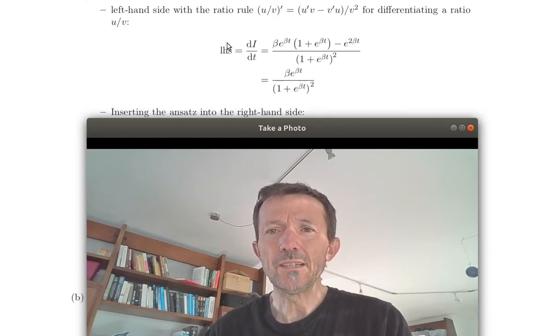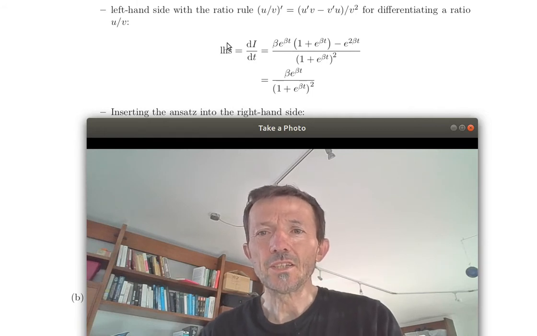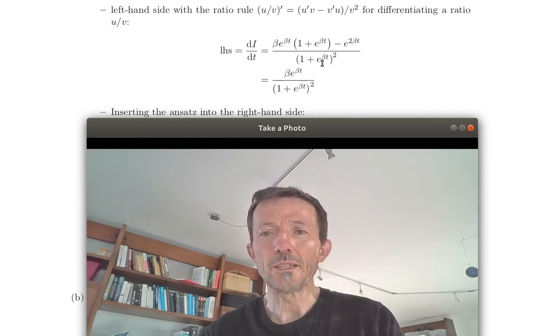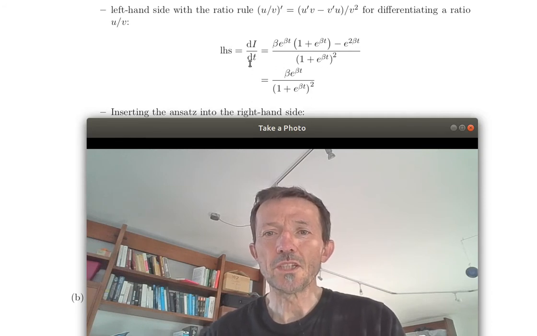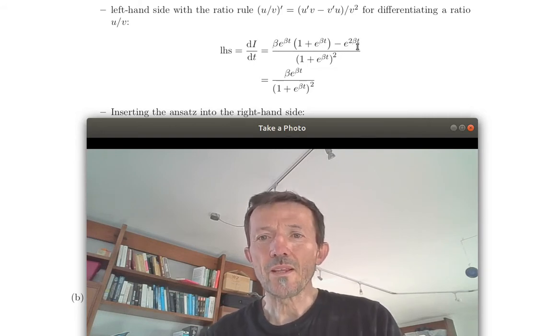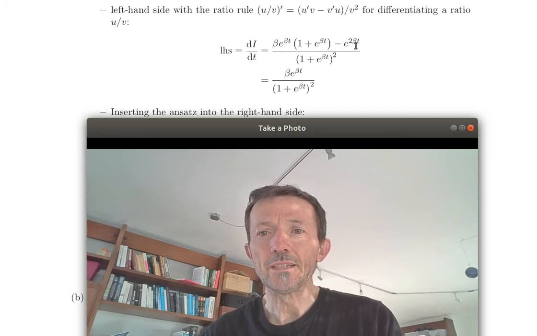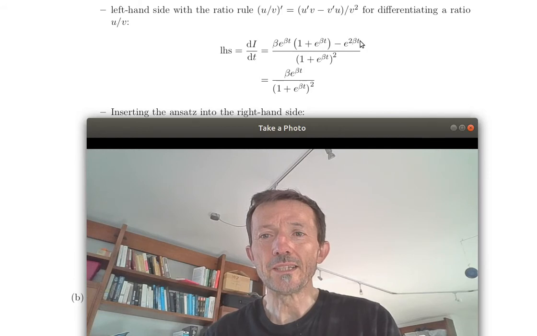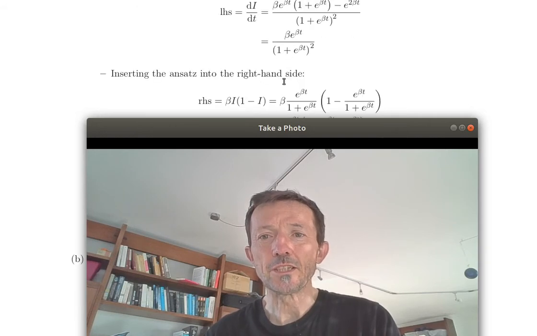u was the numerator, it was exponential beta t, and the denominator v was 1 plus exponential beta t. So u dash is just beta exponential beta t, times v unchanged, this factor, minus v derived, that's just beta exponential beta t times the unchanged u. This gives exponential to the 2 times beta t, and that's just a squared denominator. Now we can simplify it and just get this expression.